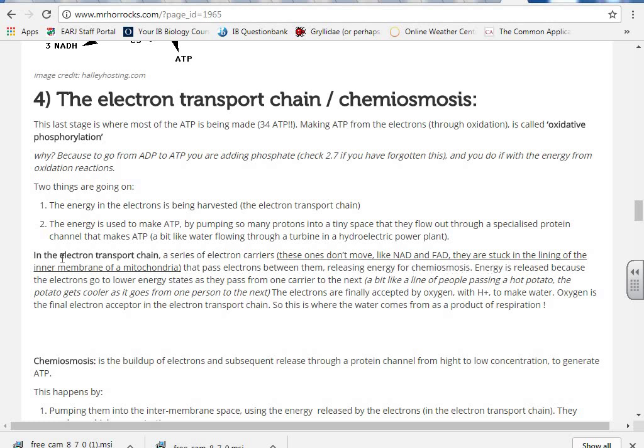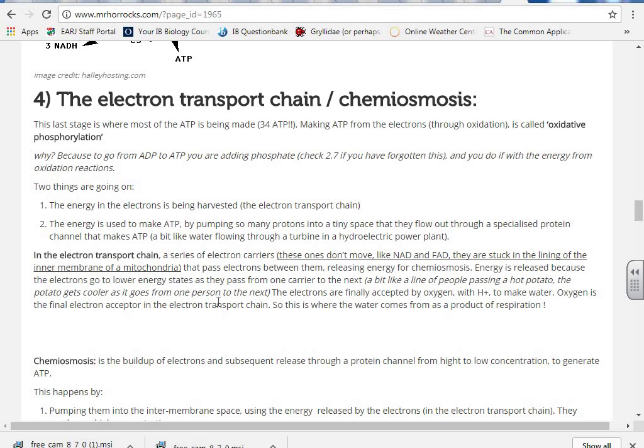Energy is released because the electrons go to a lower energy state as they pass from one carrier to the next. Imagine a line of people passing a hot potato. Okay? And the potato gets cooler as it goes from one person to the next. A long line of people, first person, the potato's super hot. Okay? They throw it to the next person. Bit cooler. Why?